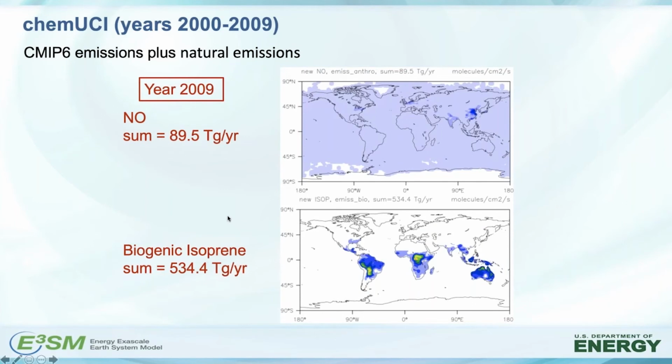Tropospheric chemistry, especially the trends and variability, are mainly driven by the surface emissions. So here I plotted the NO and the biogenic isoprene emissions to give you a flavor of what the CMIP6 emissions look like. We have hotspots over the land for NO, over the polluted regions, and the biogenic isoprenes are mainly where those forests are, mainly in the tropics.